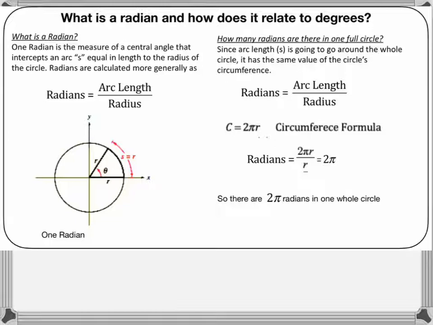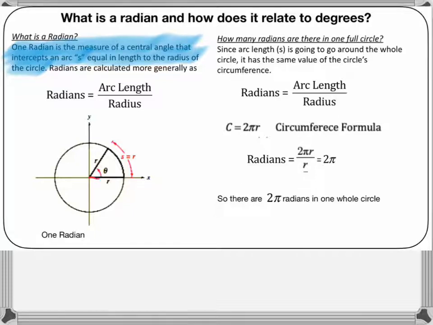So here we go. It says, what is a radian? A radian is the measure of a central angle that intercepts the arc S equal in length to the radius of the circle. And so this basically means, let's not get too wrapped up in all that. It's very, very wordy there.